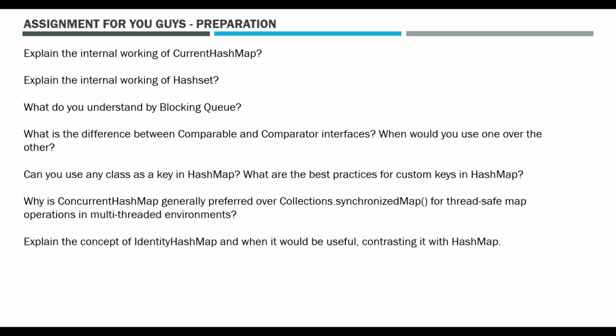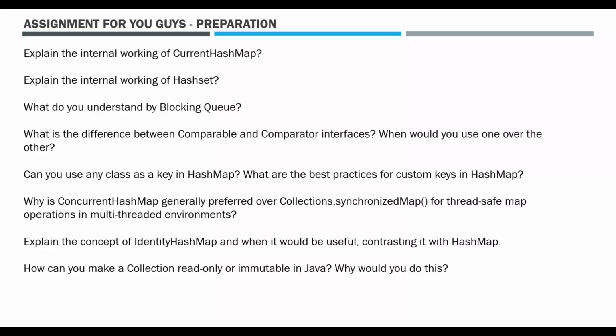Explain the concept of IdentityHashMap, when it will be useful, and how it contrasts with a regular HashMap. How can you make a collection read-only or immutable? Why do you want to do that? That can be a question asked.